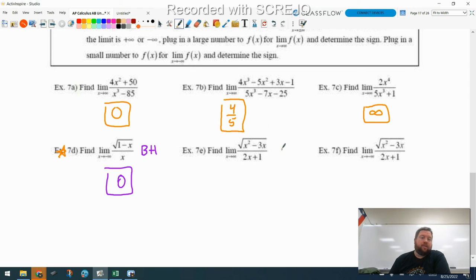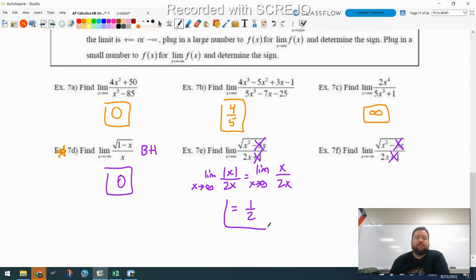All right, then these two are like the ones we just did. We can ignore the terms that are not the biggest power. That square root of x squared is going to be an absolute value of x, which, if we're going to positive infinity like we are in this first problem, we can replace with an x, which means our answer is 1/2. Over here, since we're going to negative infinity, we have to replace it with a negative x. So it's negative 1/2.